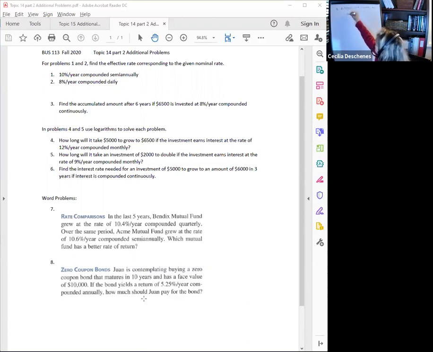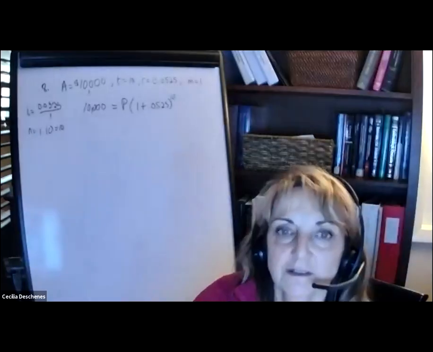10,000 is going to equal P times 1 plus I, and remember I here is going to be the 0.0525 divided by 1. So it's just 0.0525. And we're going to raise it to the n, and n is m, which is 1, times time, which is 10 years, or just 10. So I raise this to the 10. Okay, so we're just going to multiply this out on the right, and I'm going to make my screen bigger. Sorry about that. There we go.